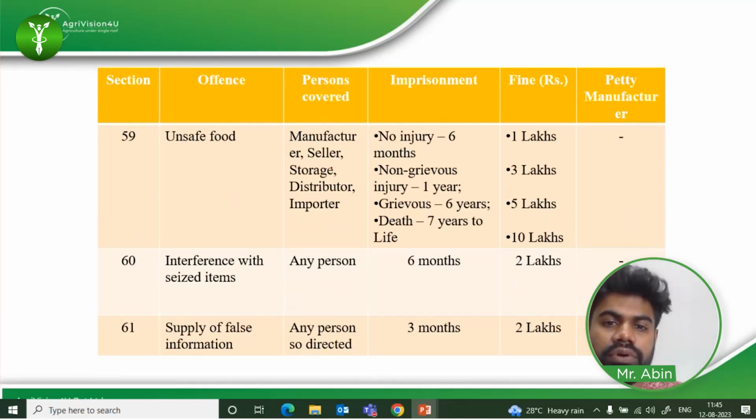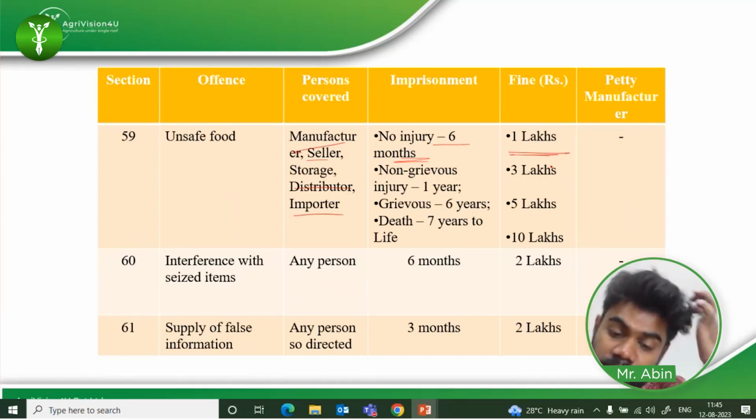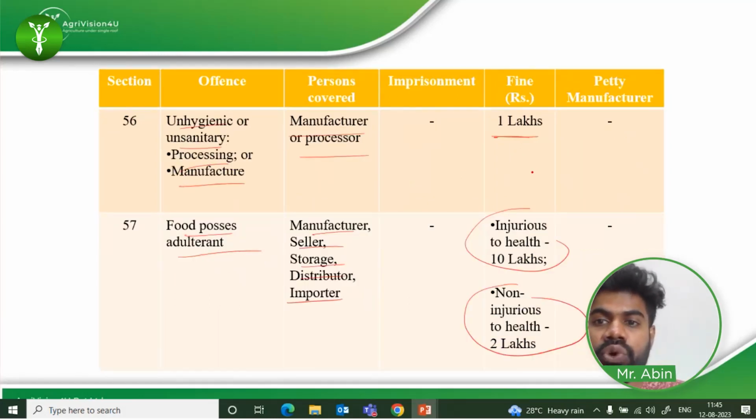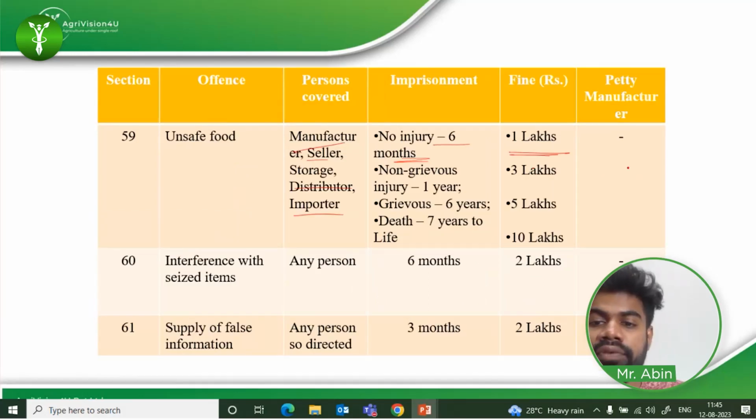Unsafe food: all of these will be responsible, manufacturer, seller, storage, distributor, importer. If it is not injurious, 6 months and 1 lakh fine. From here onwards, you can see it is not only fine, imprisonment is also there. For all this, the CFS will be doing the prosecution, starting and launching the prosecution process, because the DO cannot do this.